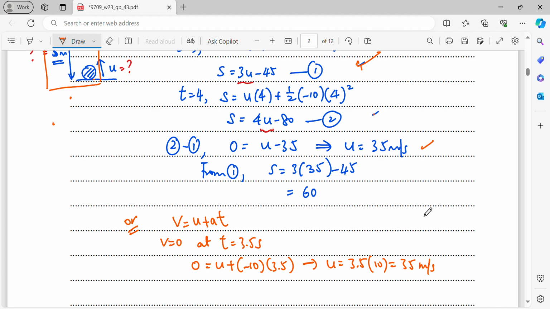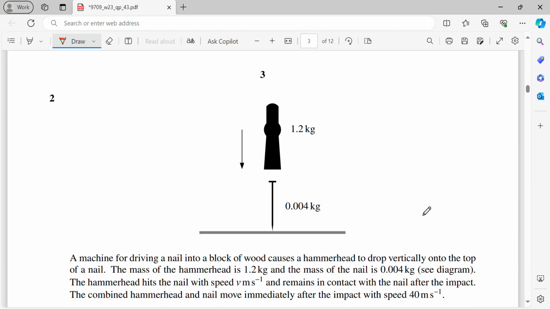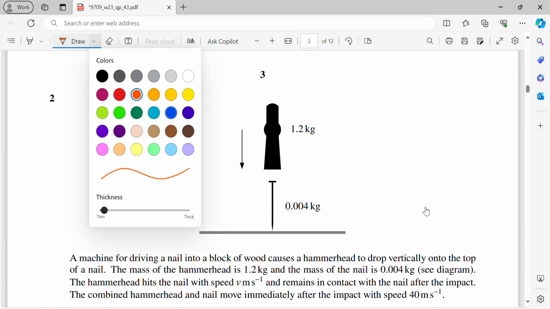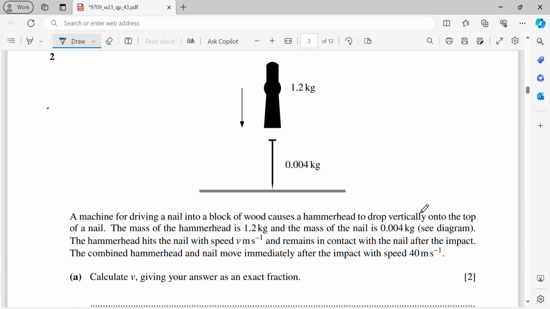Now, next question is question 2. Question 2: a machine for driving a nail into a block of wood causes a hammerhead to drop vertically onto the top of the nail.